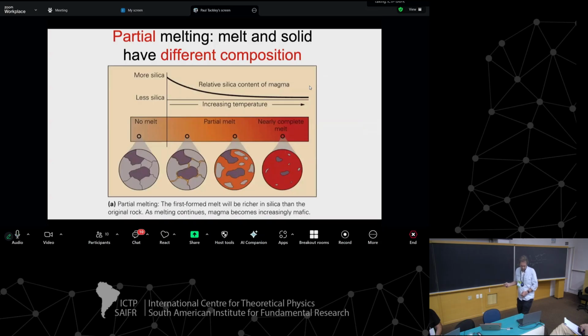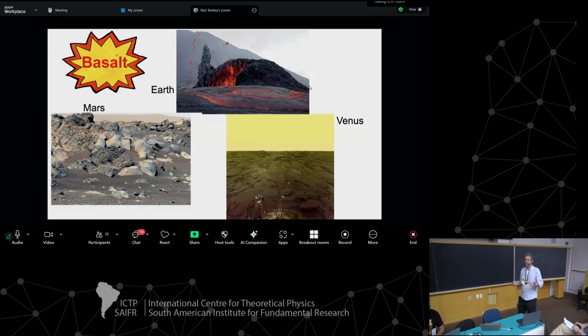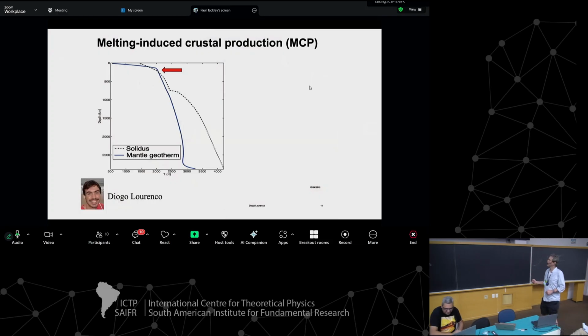The key thing here is that when you partially melt a rock, the melt has a different composition than the solid. Particularly with small amounts of melt, it tends to have more silica. Of course, if you melt it 100%, it has the same composition. So you compositionally differentiate your planet, and up to about 20% or 30%, you produce basalt. And you find basalt everywhere, on the Earth, on Mars, on Venus, and in my simulation code. Now, how do we produce basalt?